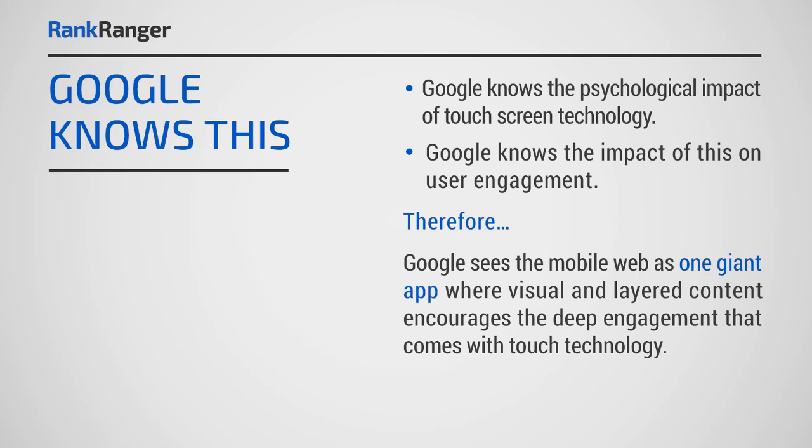Thus, therefore, I am proposing that Google sees the mobile web as one giant app. Okay? In other words, an app where the content is visually centered and you have layer upon layer of content, all because it relates to increased user engagement, because it allows for increased user engagement. Google relates the entire mobile SERP this way. And it's all based on the touchscreen technology.